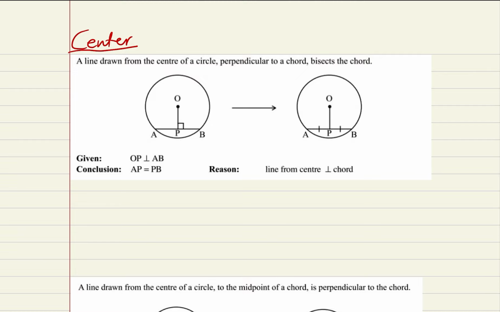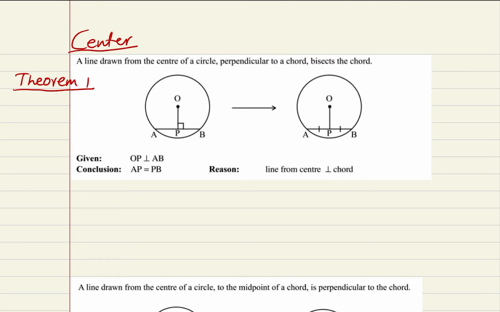Now I want us to look at this statement. It says theorem number one. I'll write it here: theorem number one. Theorem number one says a line drawn from the center of the circle perpendicular to the chord bisects the chord. Once we say it's perpendicular, that means there is 90 degrees. So that's why this is our given.